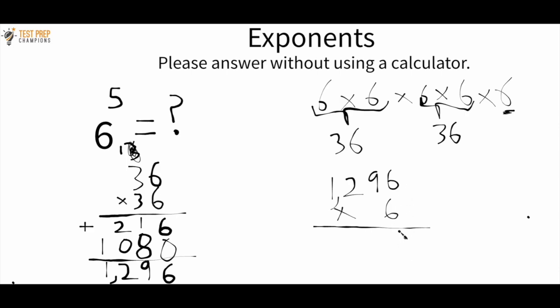So 6 times 6 is 36. So I put a 6 here, put a 3 up here. 6 times 9 is 54. I have to add 3 to it, so 6 times 9 is 54 plus 3 gets me 57. So I'll put a 7 down here, put the 5 up here. 6 times 2 is 12. 12 plus 5 is 17. So I'll put a 7 here, put a 1 up here. Now 6 times 1 is 6, plus 1 is 7. The answer here is 7,776.